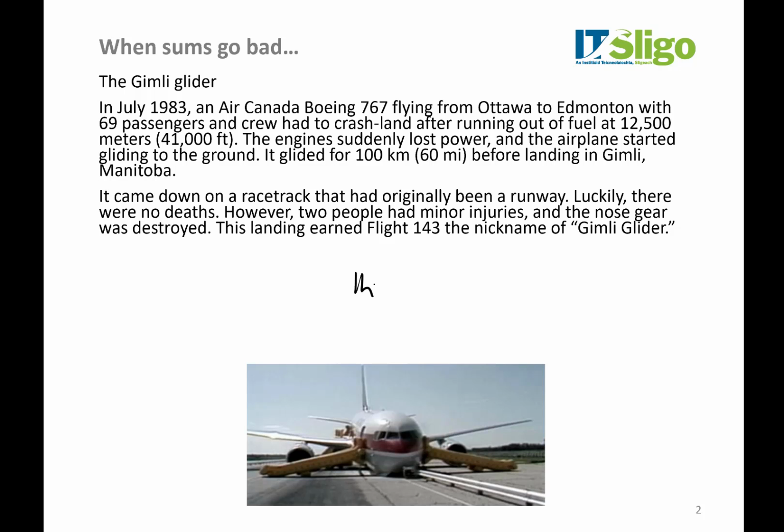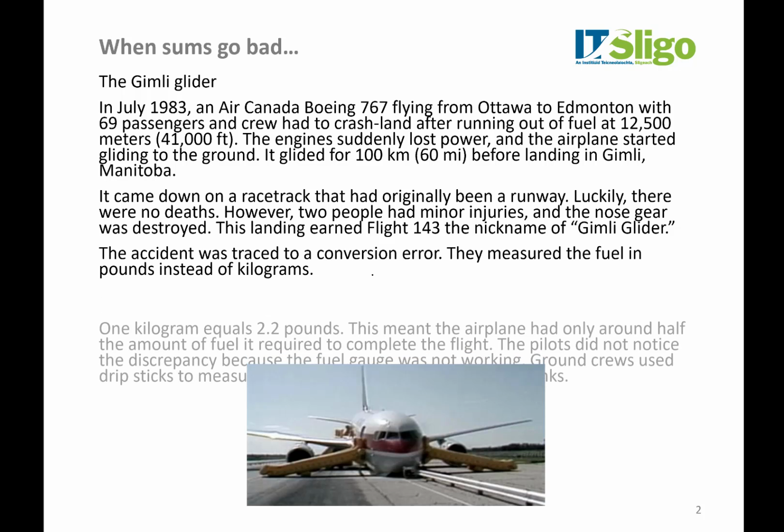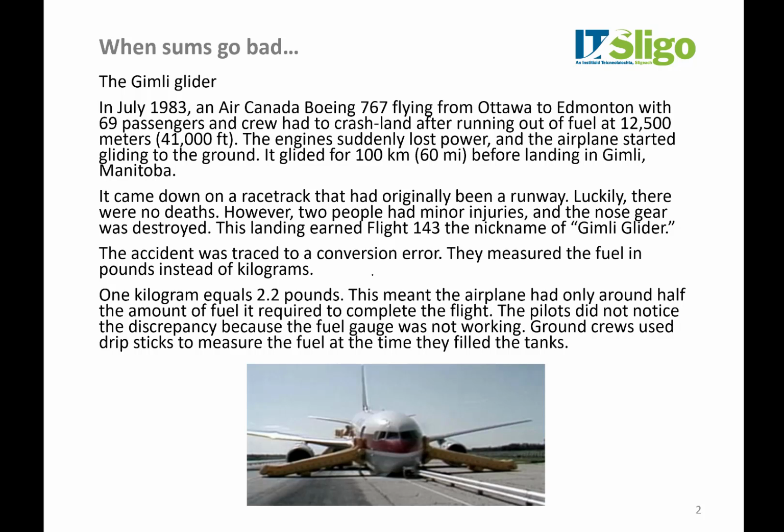One kilo is 2.2 pounds, so essentially the plane had less than half the required amount of fuel on it. Very simple error. It was compounded by the fact that the fuel gauge wasn't working either, so the pilots didn't really know how full the tanks were when they took off. They presumed everything was okay, and then literally mid-flight they ran out of fuel.